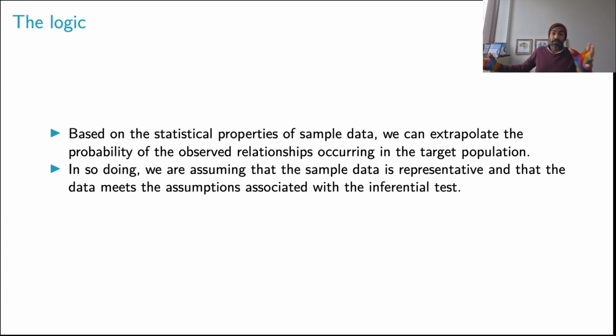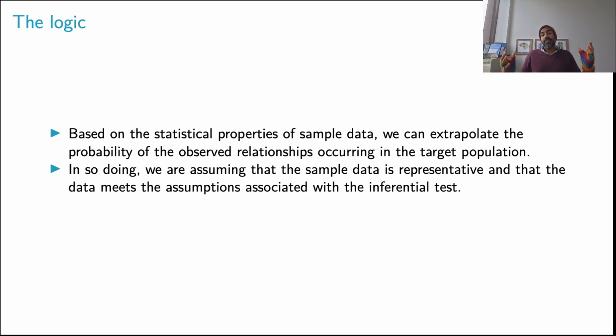Why don't we just recruit the target population? Typically, it's too large, it's not feasible, and so we require the process of sampling to allow us to make some inferences. And statistics tells us that the larger our sample, the closer our inferences can be to the target population, assuming that the sample is representative. It's randomly sampled, and it's representative of the target population. So in doing so, we're assuming that the sampled data is representative and that the data meets the assumptions associated with the inferential test.